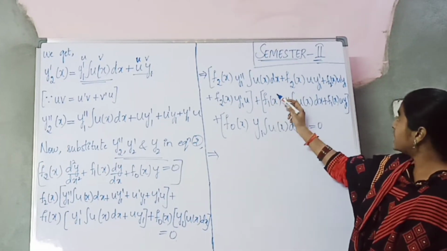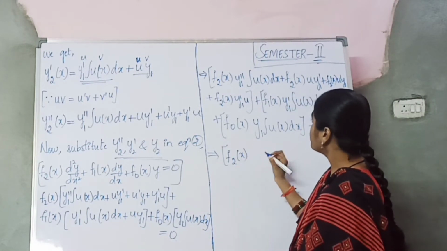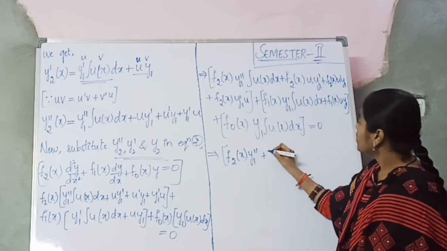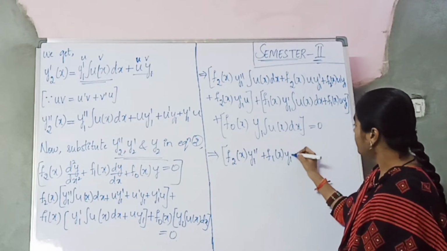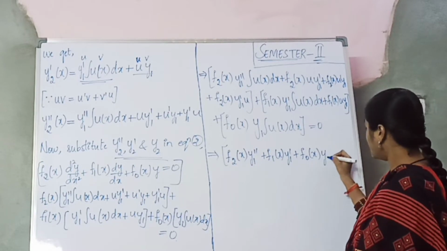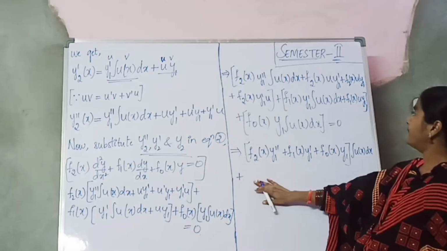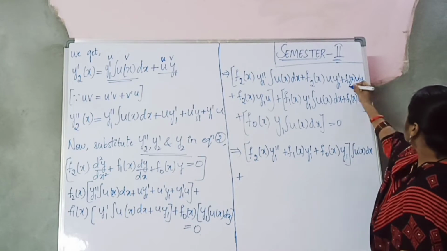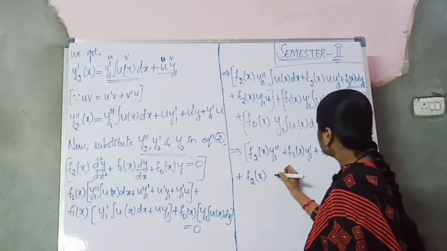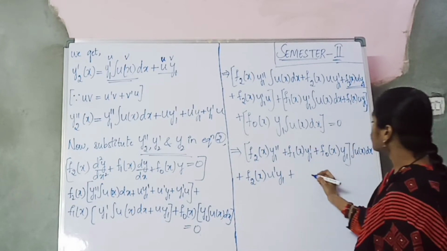Now we take the integral of u of x dx common. Then we get f2 of x into y1 double dash plus f1 of x into y1 dash plus f0 of x into y1, taking the integral of u of x dx common, plus f2 of x into u dash y1, plus now we take u common. So what will we get here?